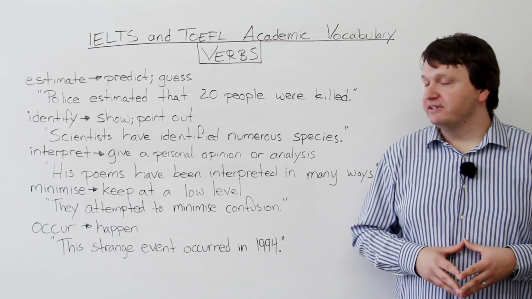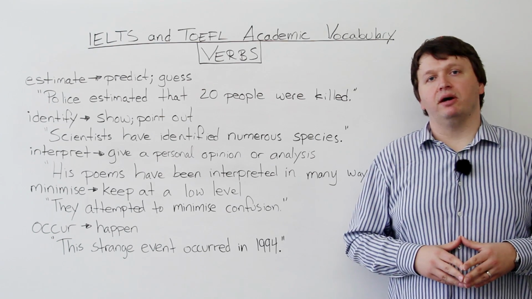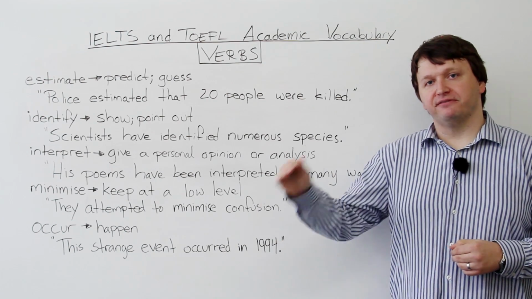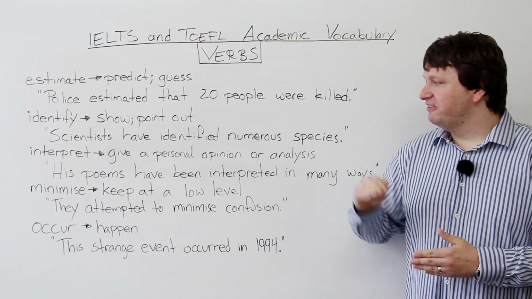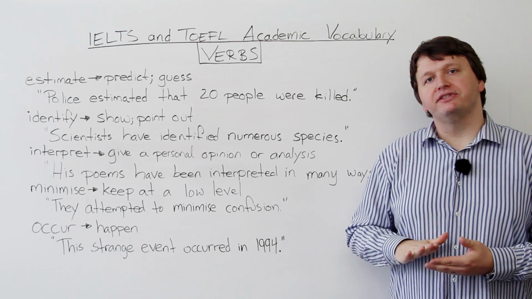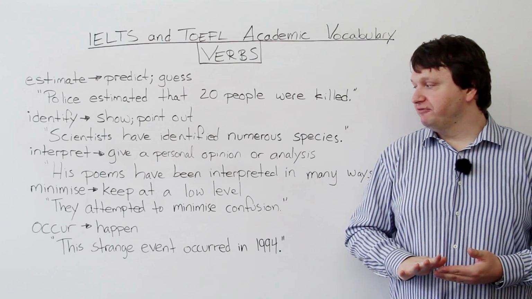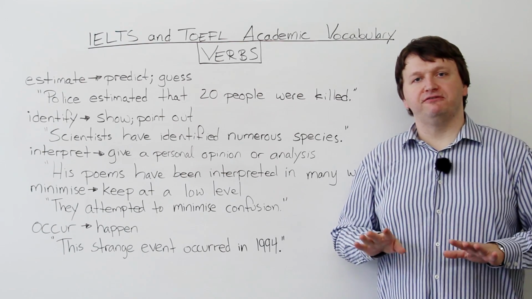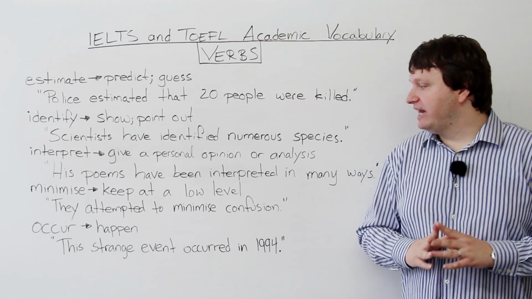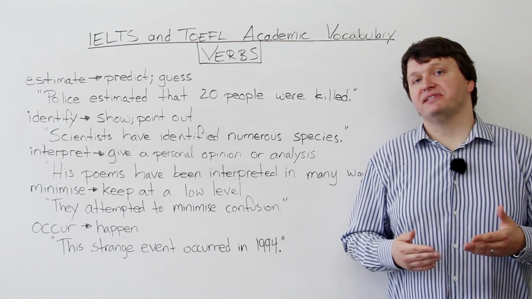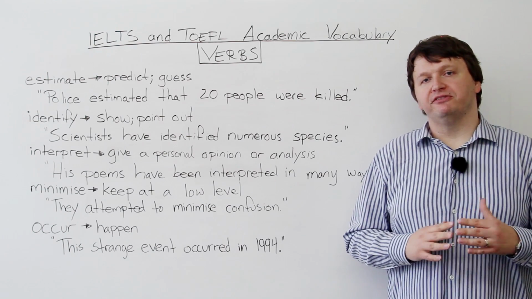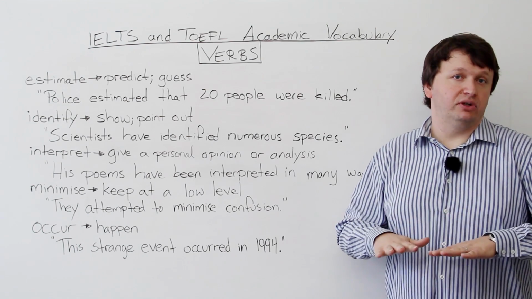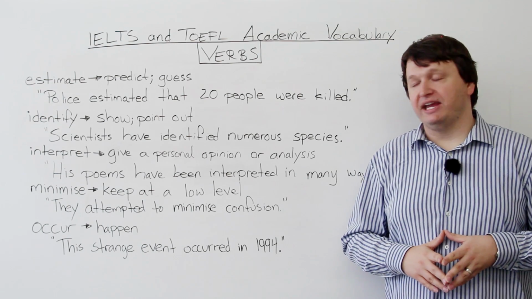The next verb is minimize. This is the opposite of maximize. When you think of max, you think of the top, right? When you think of to minimize something, you think to keep it at a low level. So for example, they attempted to minimize confusion, whether that's because they created a text and they didn't want people to be confused by the text, so they kept the language at a manageable level that everyone could understand.